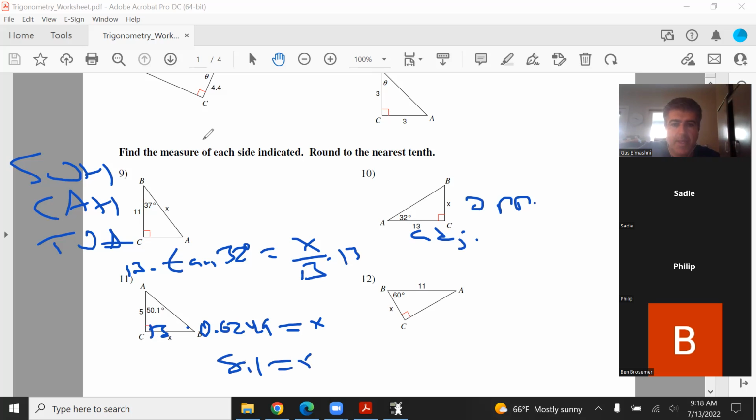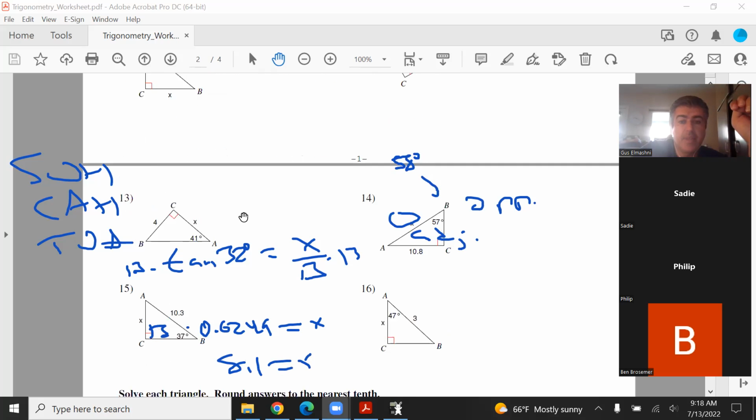So it's 8.1. And it should be 8.1 because if that's 32, that's going to be 58 degrees. 13 is opposite 58 degrees. 13 is opposite a bigger angle. So x has got to be less than 13, right? Because x is opposite a smaller angle, right? So that should make sense that we did this right.